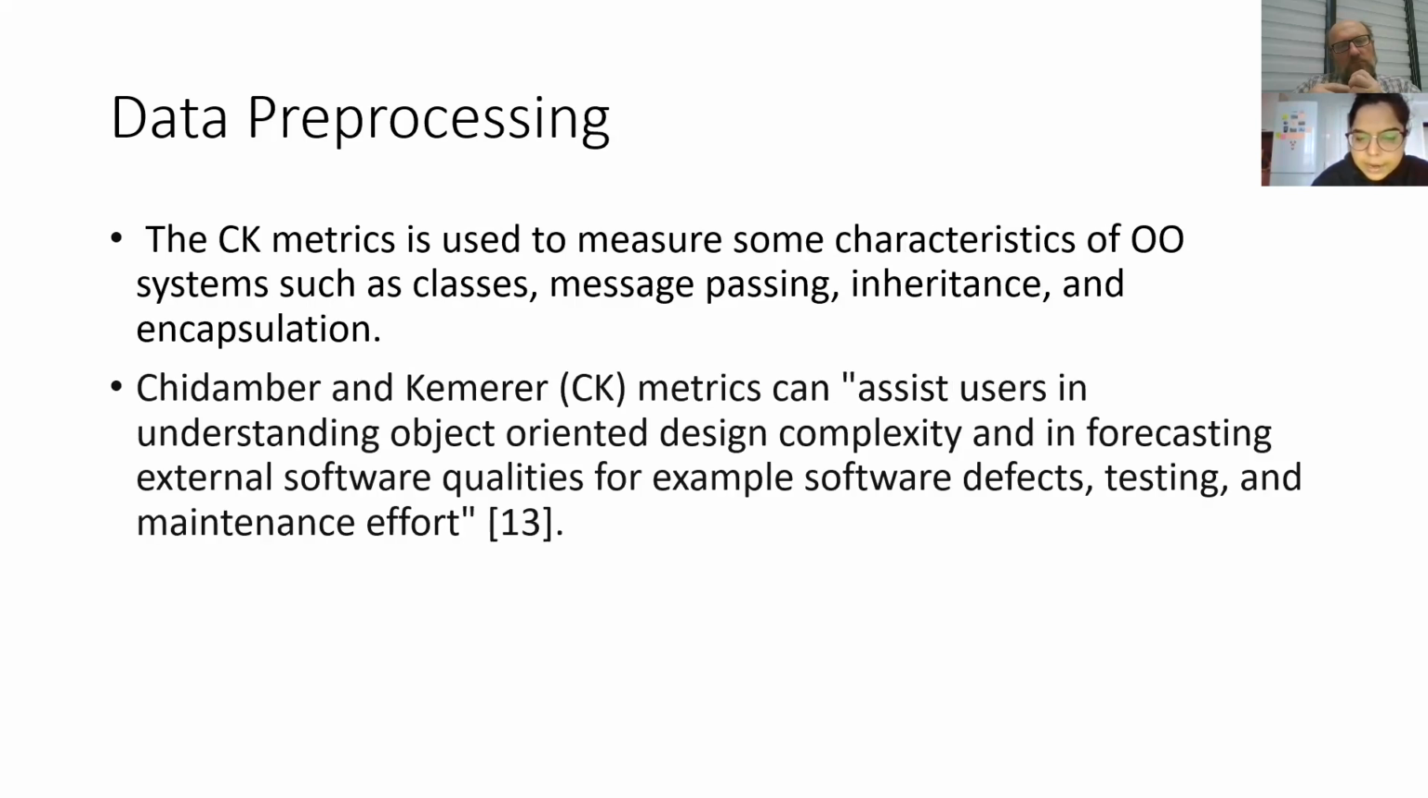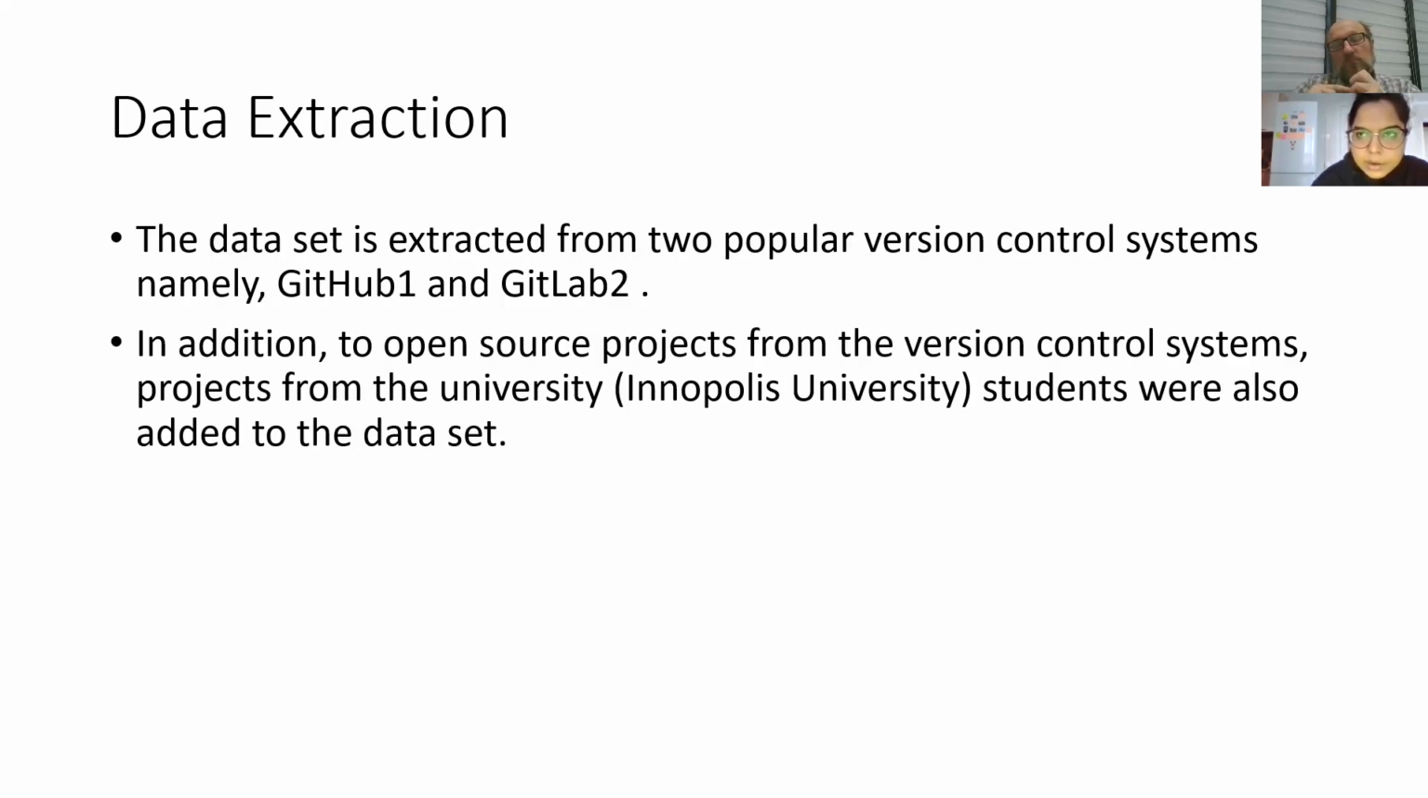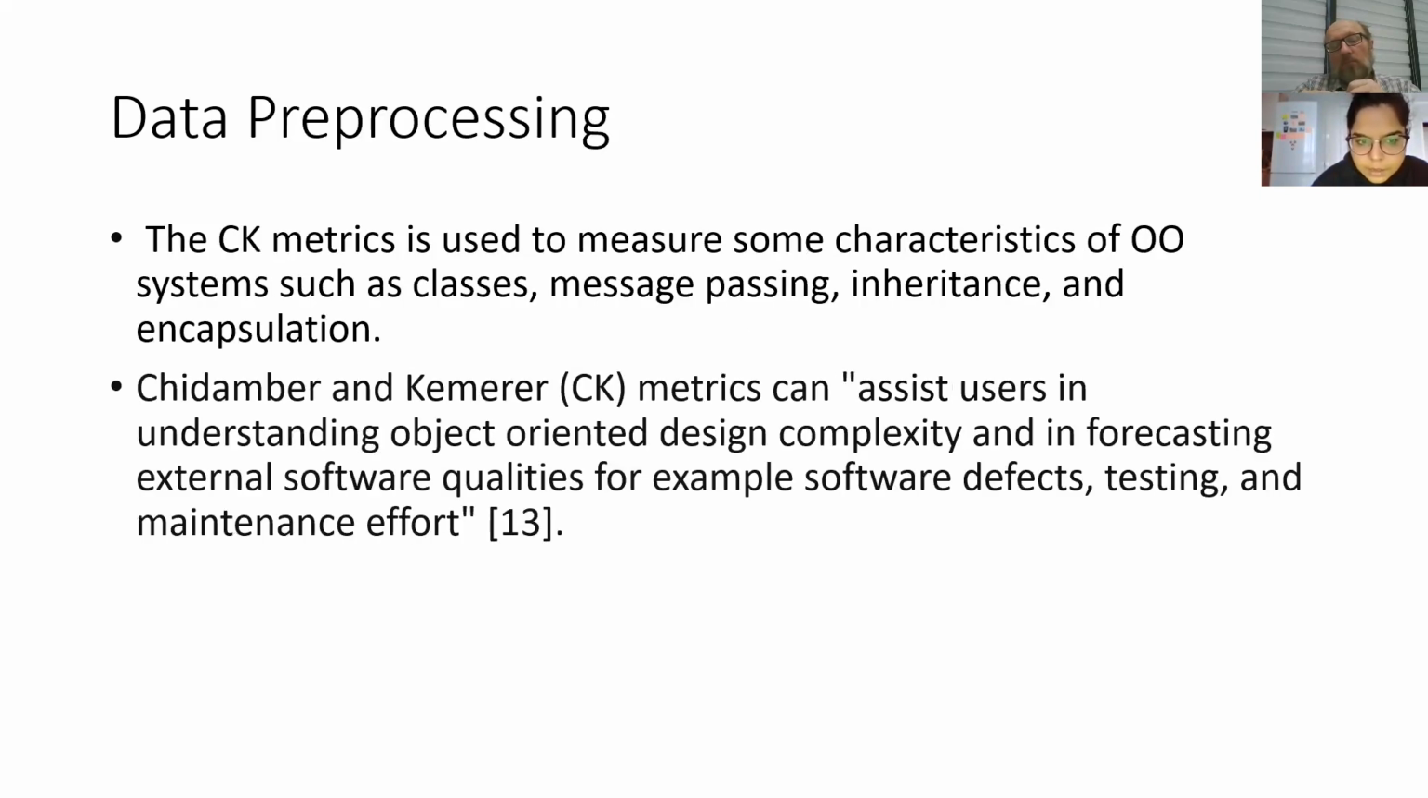Okay, so exactly 238, I guess, projects are there. I might be missing some numbers, but this is the exact or approximate number of projects which we used in our data set. Okay, next is pre-processing.